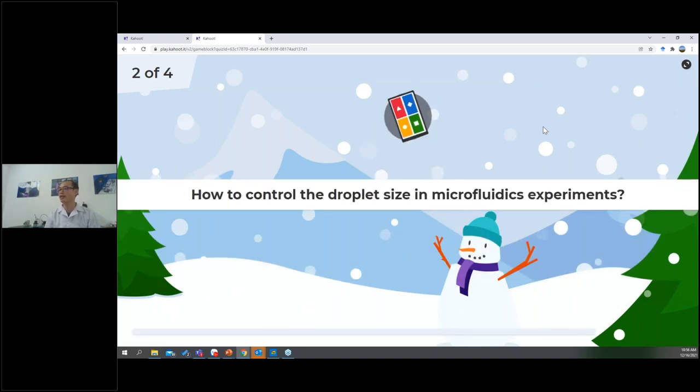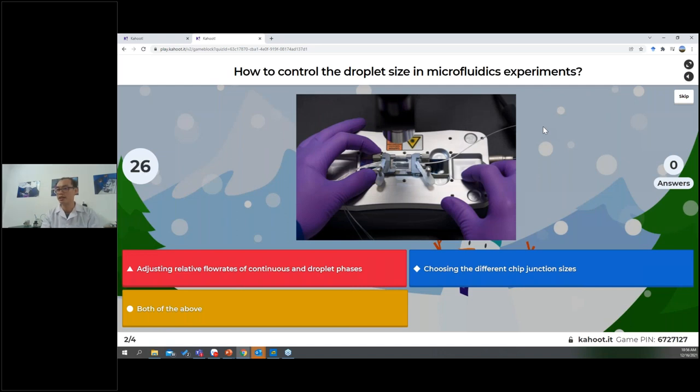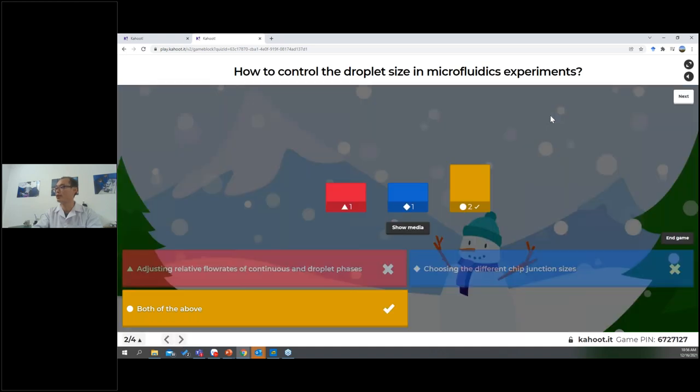How to control the droplet size in a microfluidic experiment? Red: adjusting the relative flow rate of the continuous and droplet phase. Blue: choosing a different tip junction size. Yellow: both of the above. Okay, we got the results. One answer in red, one in blue, and two in yellow. So yellow is the right answer. It's both. We can control the droplet size by adjusting the relative flow rate of the continuous and droplet phase, and also by choosing a different tip junction size.